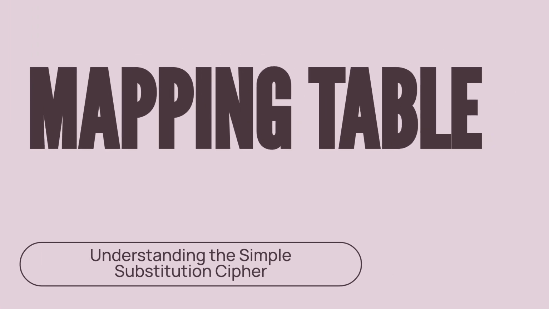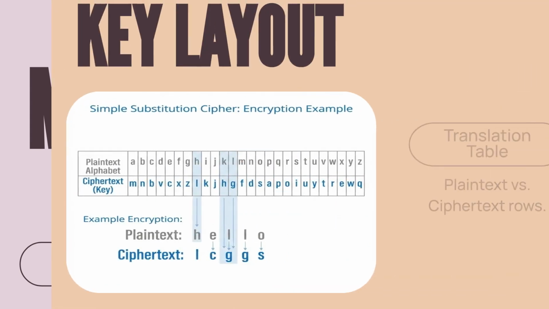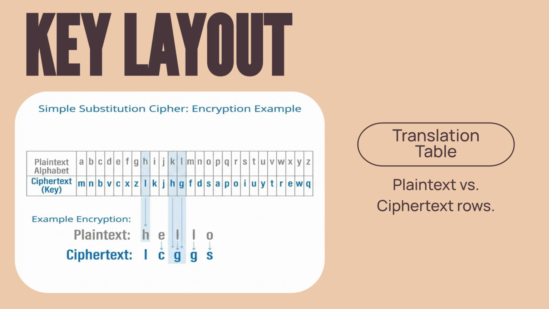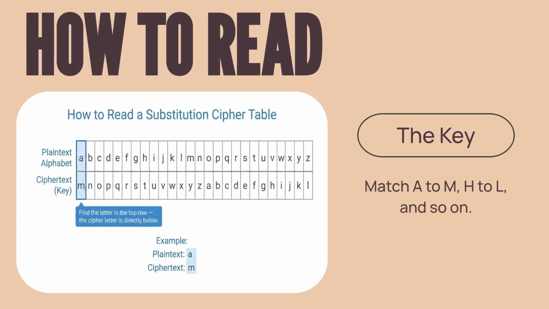To actually use this cipher, both the sender and receiver rely on a substitution mapping table, which represents this key. The table shows the plaintext alphabet in the top row and the unique ciphertext, or jumbled key, in the bottom row. Reading the table is simple. Find your letter in the top row, and the cipher letter is the one directly below it. For example, A might become M.